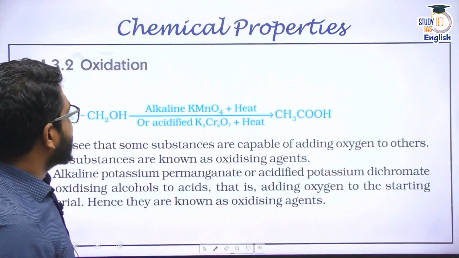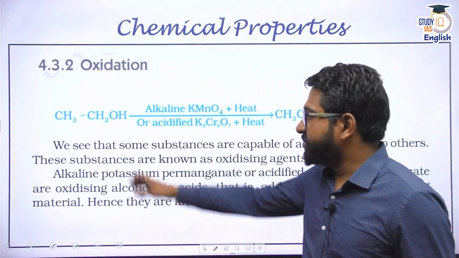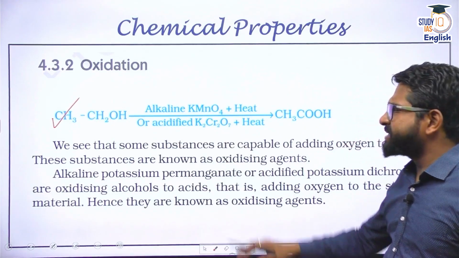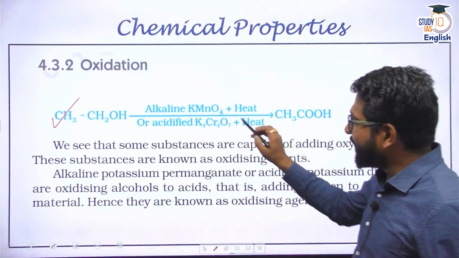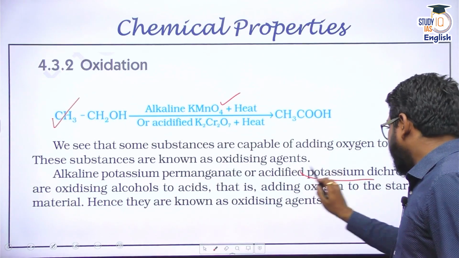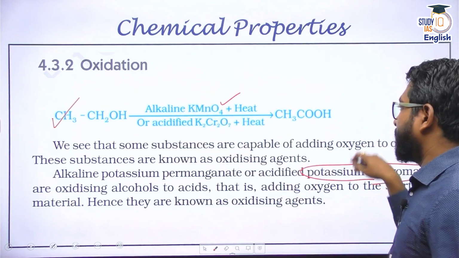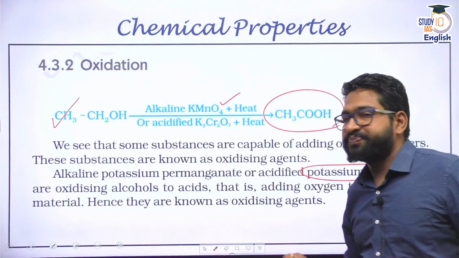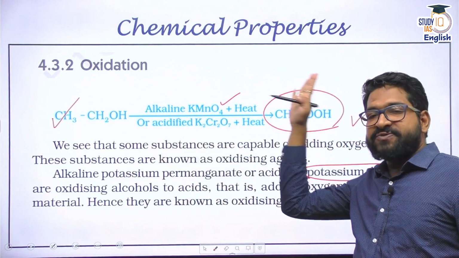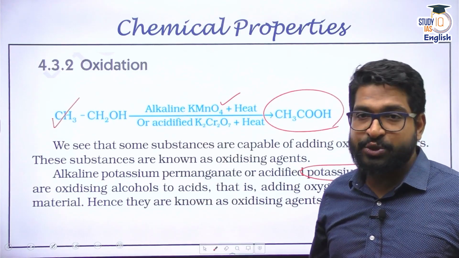Now, apart from this, when you look at oxidation of these hydrocarbons, this is basically ethanol. Ethanol can be oxidized by strong oxidizing agents like alkaline potassium permanganate or acidified potassium dichromate. In such a scenario, the ethanol leads to the formation of acetic acid. Alcohol is transformed into an acid through oxidation by strong reagents.